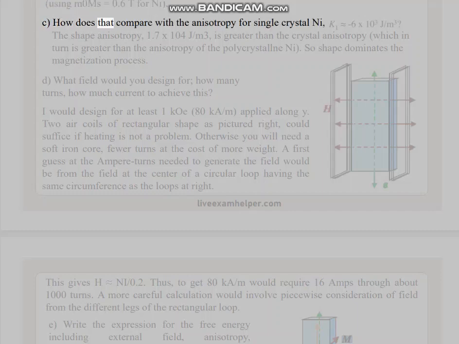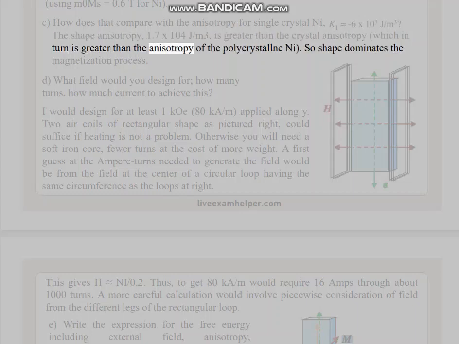C. How does that compare with the anisotropy for single crystal Ni? The shape anisotropy, 1.7×10^4 J/m³, is greater than the crystal anisotropy, which in turn is greater than the anisotropy of the polycrystal Ni. So shape dominates the magnetization process.